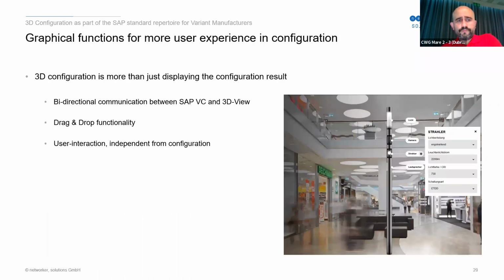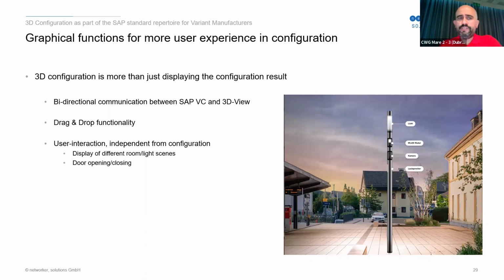So overall, what does it mean? 3D configuration is more than just displaying the configuration result. We have this bidirectional communication. We have drag and drop functionality, which is accessible. The user interaction, animation, all this stuff is now available within a SAP scenario. Again, we are not the creators of 3D configuration. I'm working now 20 years in the business, and there are companies who are just doing that, but we are doing it within SAP. And this is, I think, a big asset.